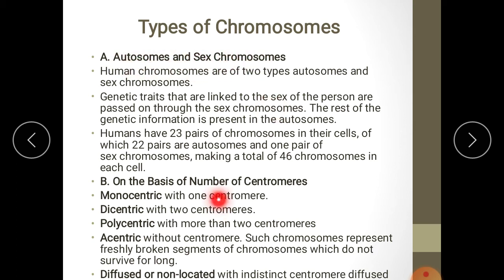Next, depending upon the number of centromeres on a chromosome, there are different types of chromosomes. Monocentric with only one centromere, dicentric with two centromeres, polycentric with more than two centromeres, and acentric without a centromere. Such chromosomes represent freshly broken segments of chromosomes which do not survive for long, because they are broken parts of the chromosome.